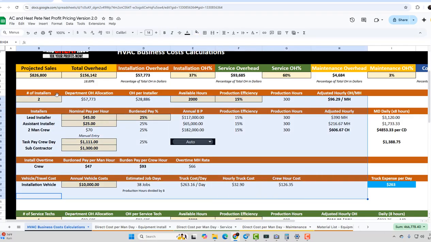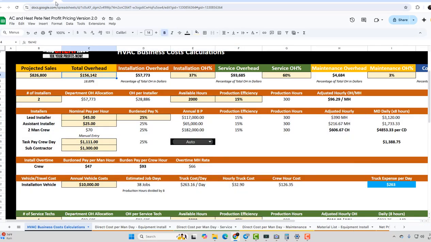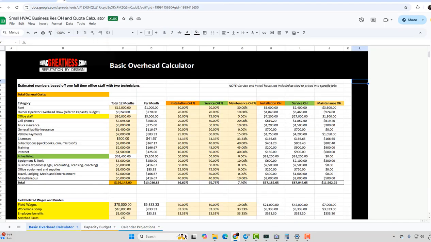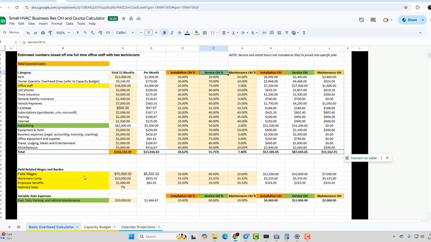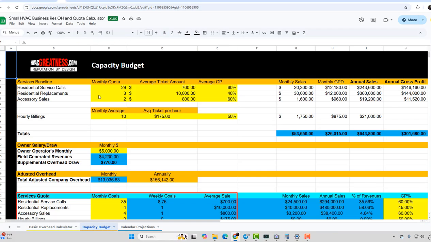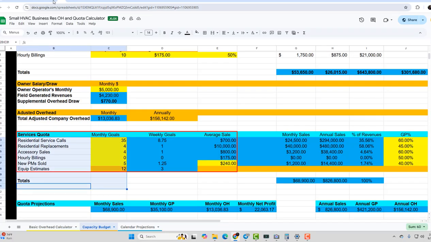So these are all my numbers. I've got $156,000 worth of overhead, which, by the way, I calculate over here on my overhead calculator. That's where that comes from. And so I figure out which part goes to which department. I see what my capacity is. I set my goals, et cetera, and so forth.